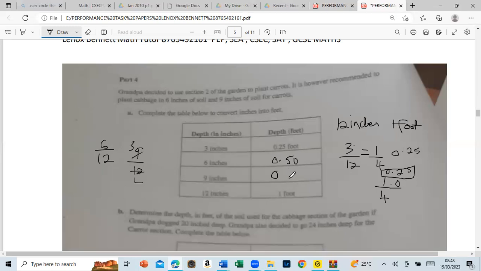Alright, so that's the first thing. They did give us some information here that we know we're going to use. It says 6 inches of soil for the cabbage, and 9 inches for the carrot. So let us proceed.